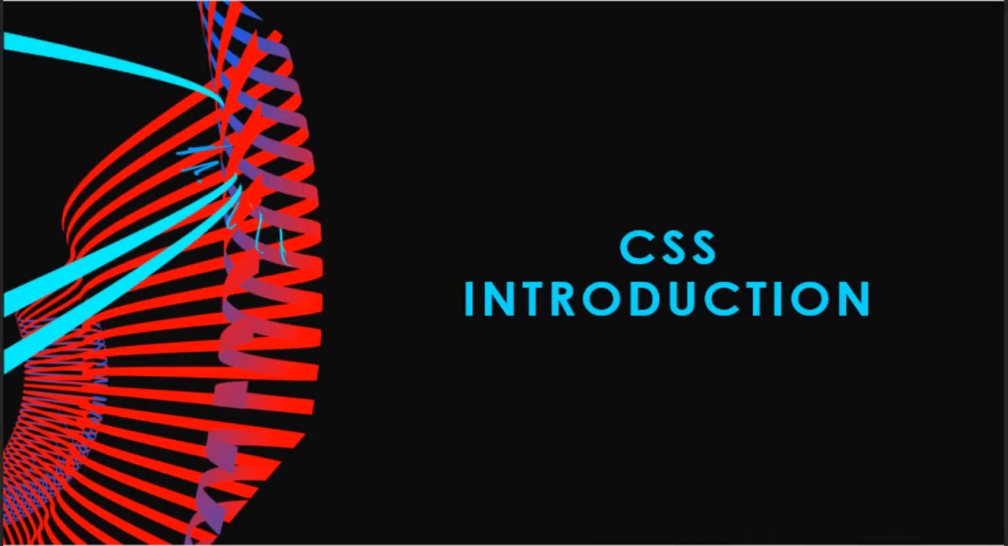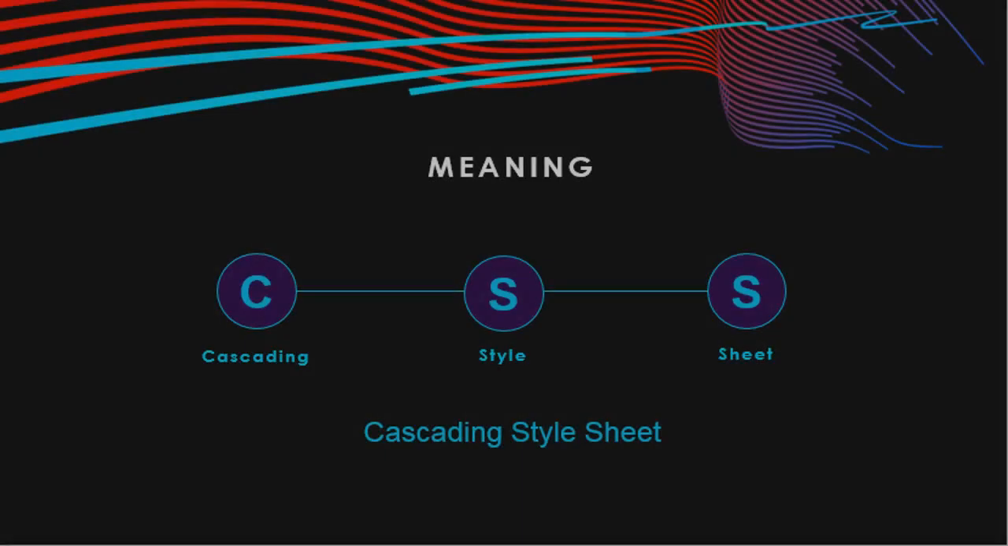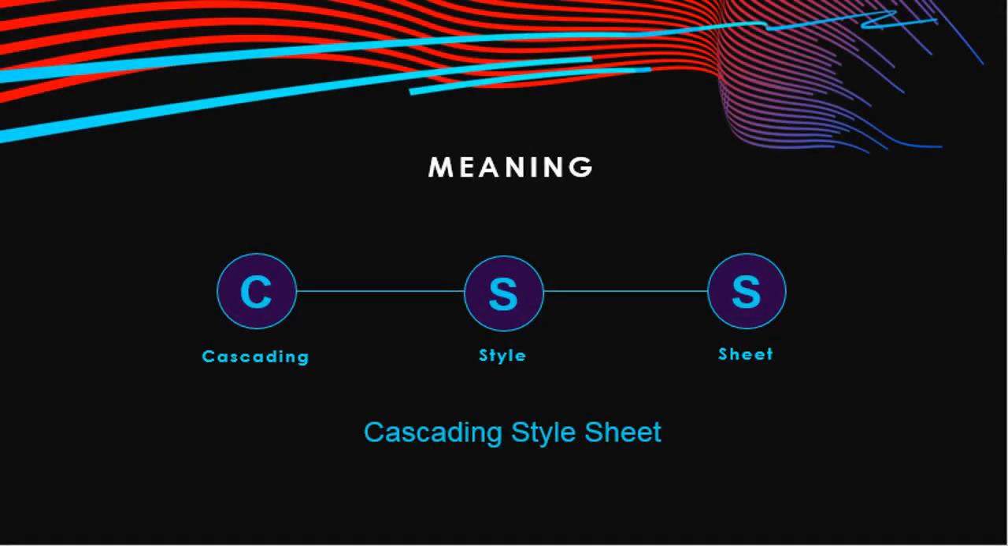CSS introduction. What is CSS? CSS is a cascading style sheet. So it's a sheet that we are going to use to give the visitors of our applications an appealing and eye-catching feeling. That is CSS, a cascading style sheet.